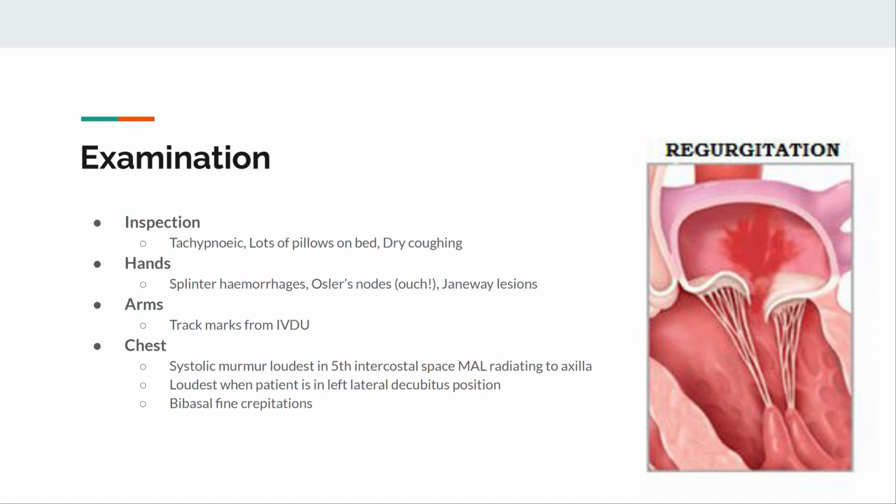On their arms, in the flexor crease of the elbow, you see track marks from where they've injected intravenous drugs. Listening to the chest, you hear a systolic murmur that's loudest in the 5th intercostal space of the mid-axillary line, and it radiates to the axilla. You hear it best with the bell of your stethoscope, and it's loudest when the person lays on their left side. On the back of their chest, they have bibasal fine crepitations, which sound kind of like rice pops being crushed.